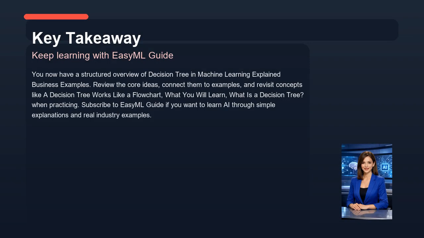To wrap up, here is the key takeaway. You now have a structured overview of decision trees and machine learning explained with business examples. Review the core ideas, connect them to examples, and revisit concepts like how a decision tree works like a flowchart. What you will learn: what is a decision tree? When practicing.